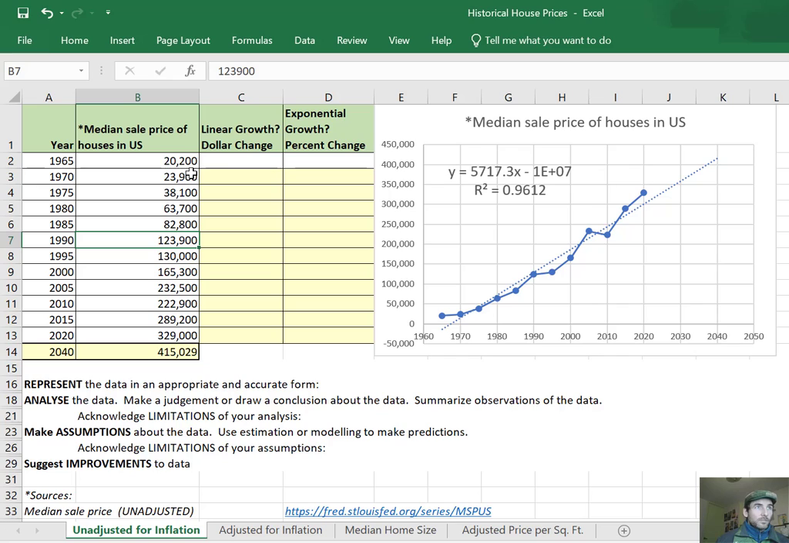Now, we're going to see if we can come up with some sort of a pattern here. Let's start out by seeing if there's some sort of linear growth. Like, is our house price going up by a set amount every 5-year period, right? So what we're going to do is click on this cell C3.